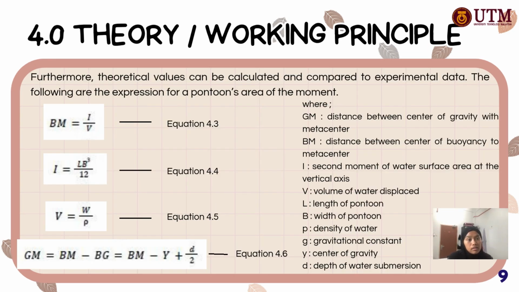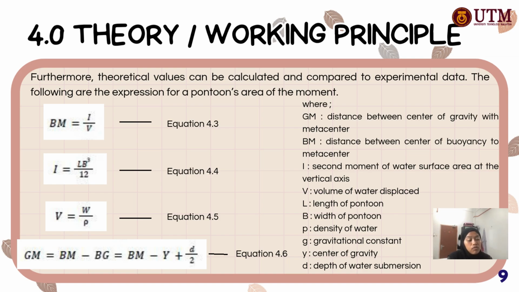Besides, we can also calculate the theoretical values and compare them with the experimental data. The following are the expressions for a pontoon's area moment. Equation 4.3 is the equation for BM, which equals I over V. I is the second moment of the water surface area about the vertical axis, and V is the volume of water displaced. Equation 4.4 is I equals LB to the power of 3 over 12, where L is the length of the pontoon and B is the width of the pontoon.